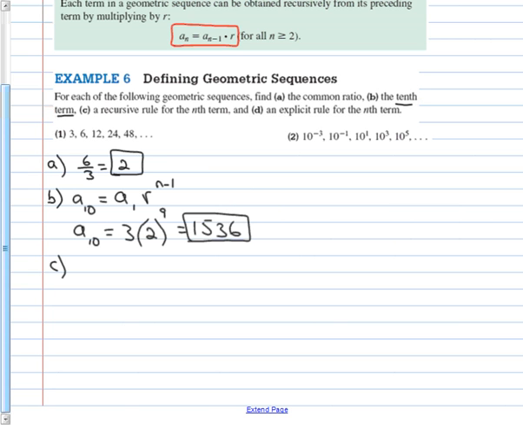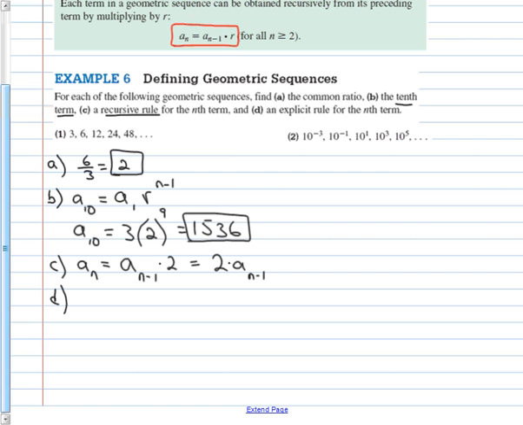C, find the recursive rule. Okay, recursive rule means take the previous one, multiply it by the common ratio, which I probably would write as 2 times a sub n minus 1. Either way is okay.